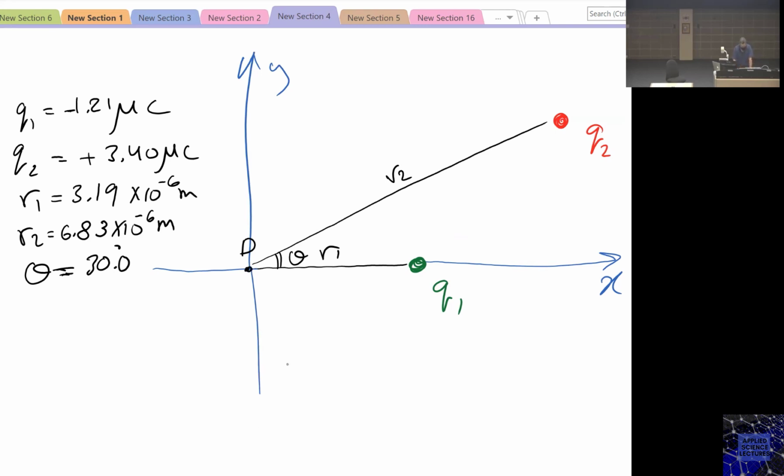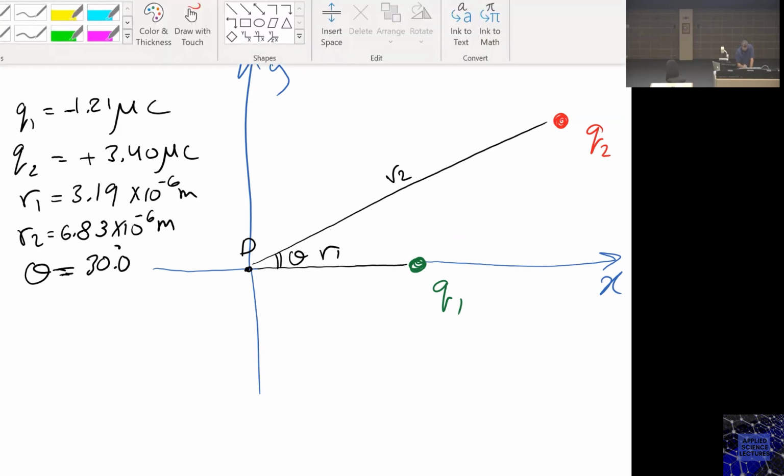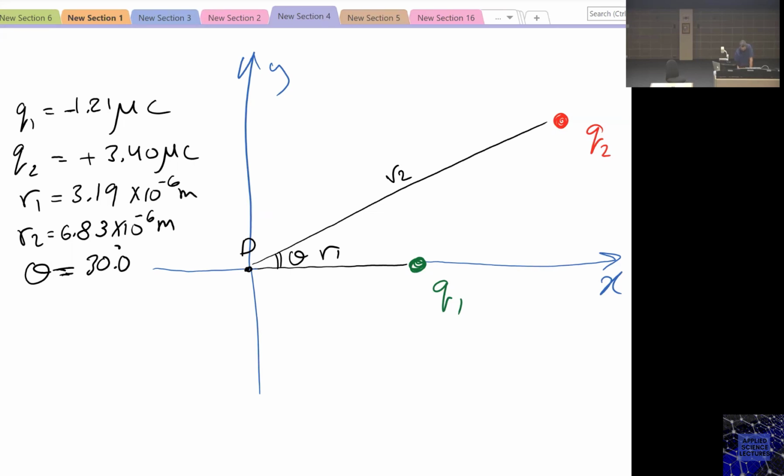So the first thing I need to do is to draw those forces. I have E1 due to Q1, and I have E2 due to Q2. I'll start with the Q1. Q1 is a negative charge, which means the electric field generated at the point D should be pointing toward the Q1. So in this case, this is E1.